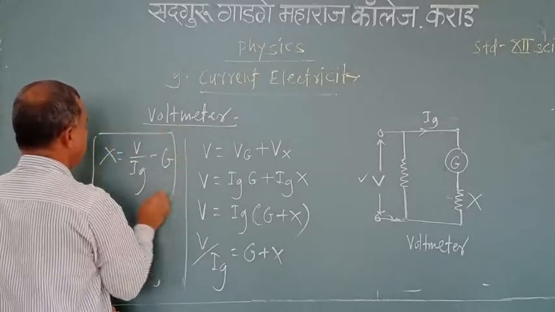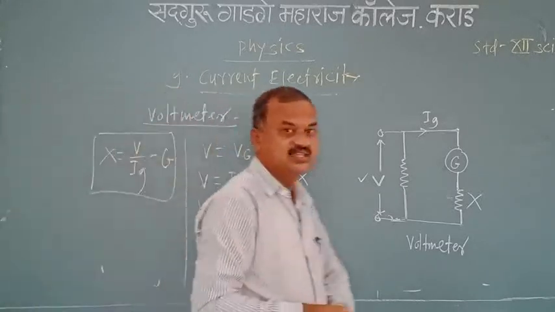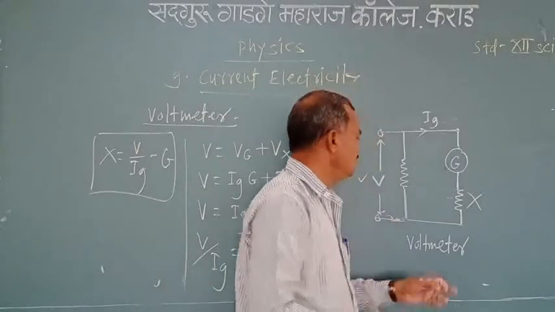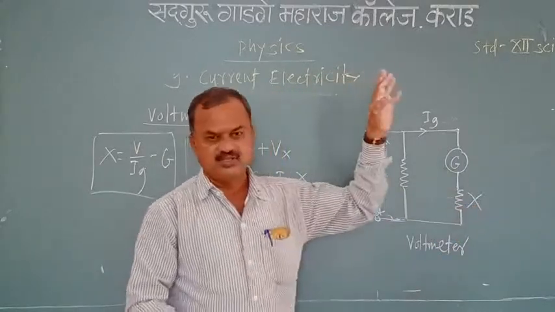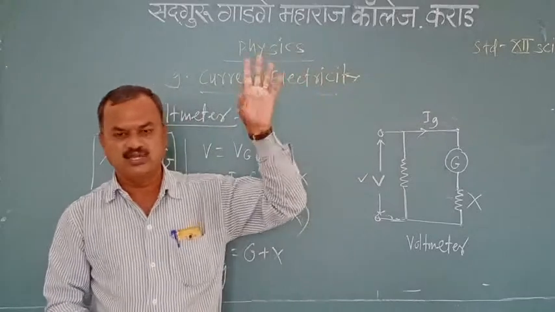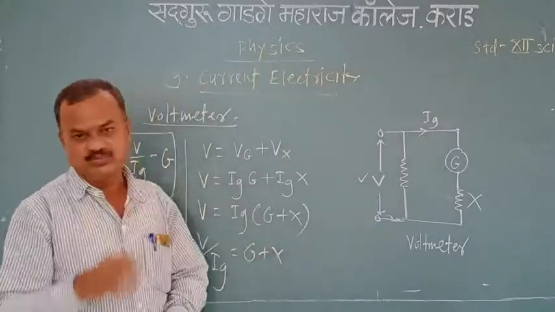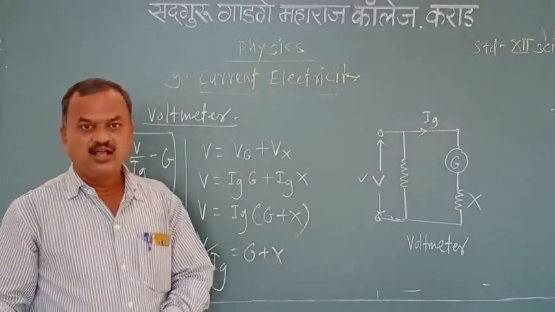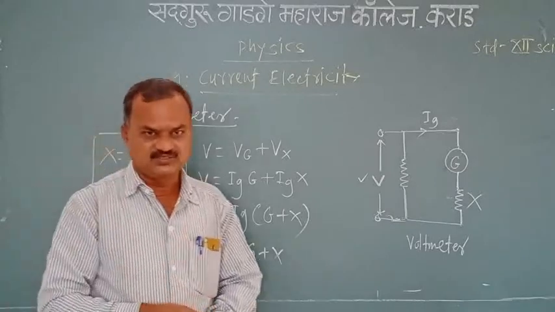This is the formula for determination of the high resistance X connected in series with the coil of the MCG in order to convert the MCG into a voltmeter for the measurement of high potential difference.